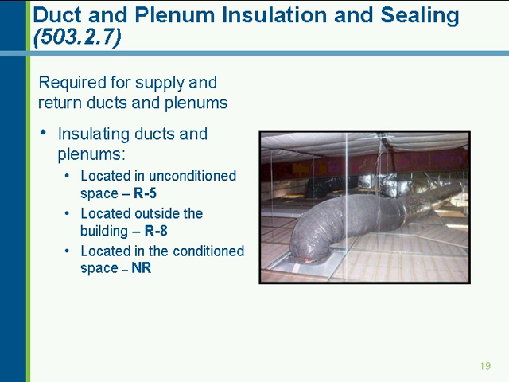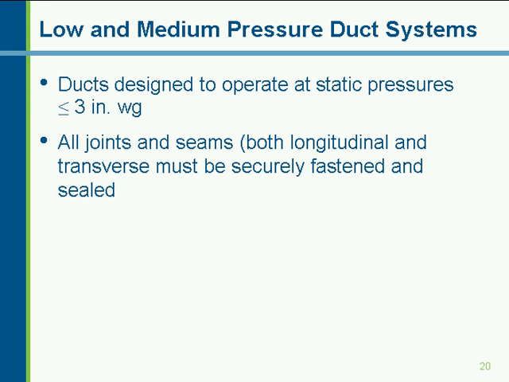You may want to use insulation on ducts that supply cool air for condensation purposes, but it's not required for energy conservation. There are requirements for duct sealing, low pressure and medium pressure ductwork, and that's ducts designed to operate at static pressures less than or equal to 3 inches. Those are classified as low and medium pressure duct systems. For those systems, all joints and seams must be sealed and fastened, and that includes both longitudinal and transverse seams.